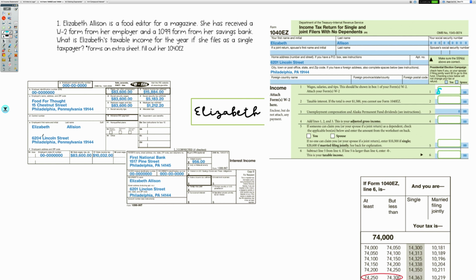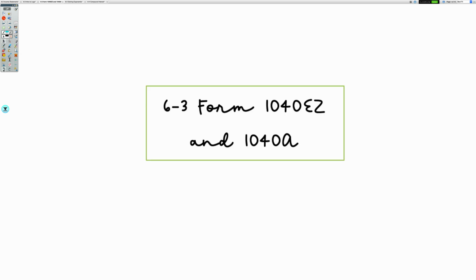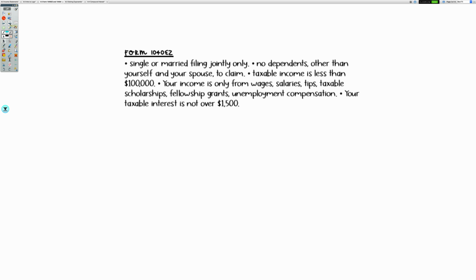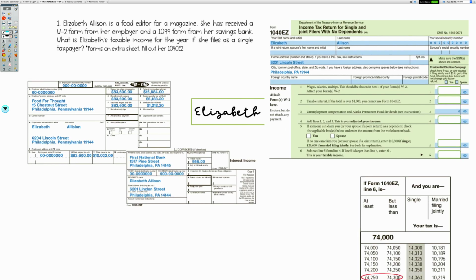Ooh, this font is way too big. It's not going to work out. I need to make this smaller. Go big or go home. No, what's happening? Where's her W-2? Yeah, it's on your extra page too.